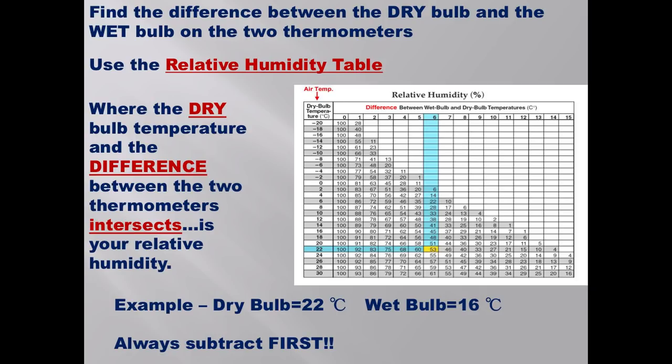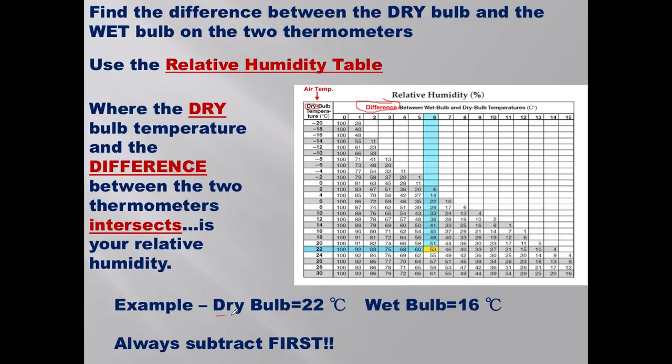So the relative humidity table, you look at this side first. This is your dry bulb temperature. I'm going to write this down or circle it. Dry, so I don't have to do anything with that number. And then I need to find the difference. Difference means subtract. And where those 2 intersect is your relative humidity.